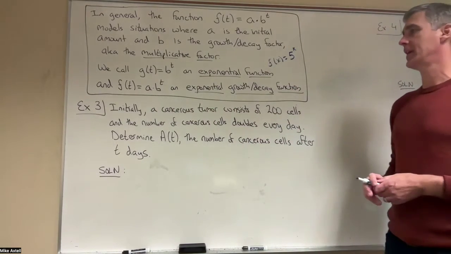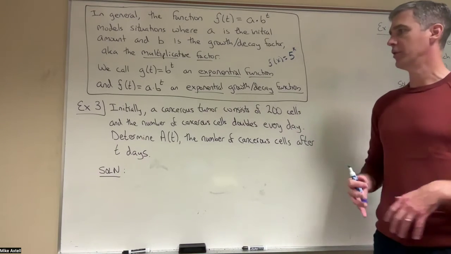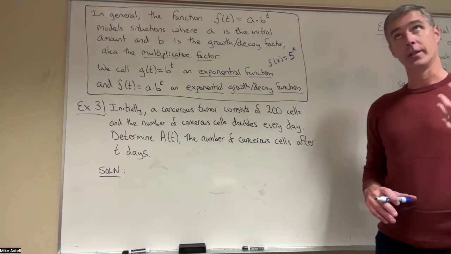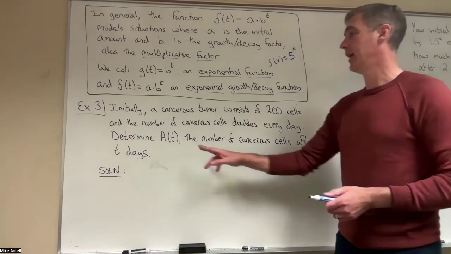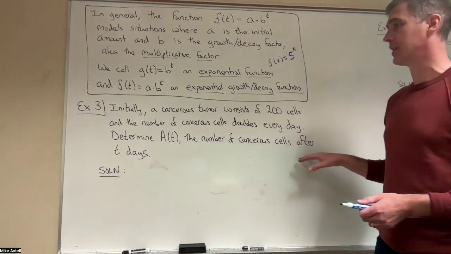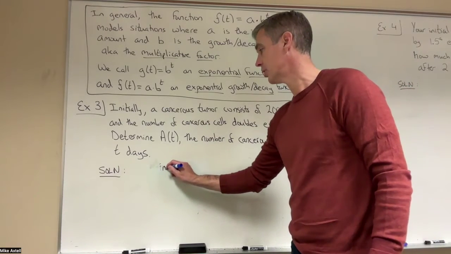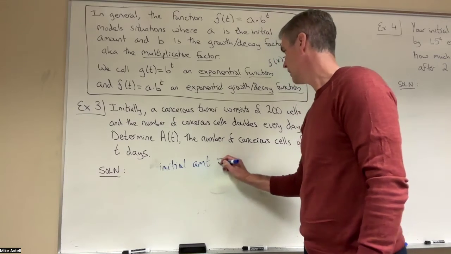All right, so let's look at example 3. Unfortunately, we got a cancerous tumor that starts with 200 cancerous cells. The number of cancerous cells is doubling every day, all right? And we want to determine A of t, the number of cancerous cells after t days, okay? Well, so the initial amount is 200.